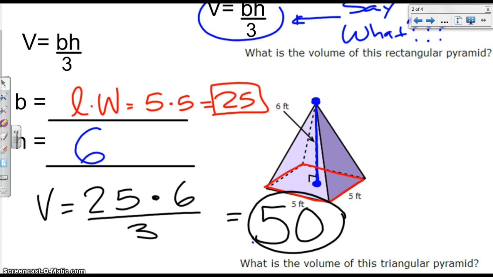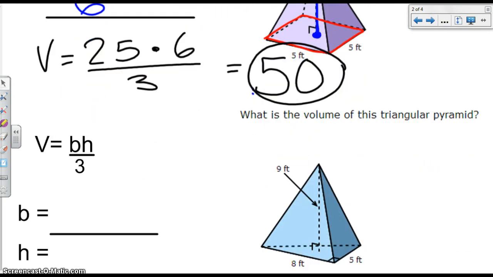If you have a question, do it on your calculator. You'll see that I'm right. So once again, just using formulas. Now here's our second one.